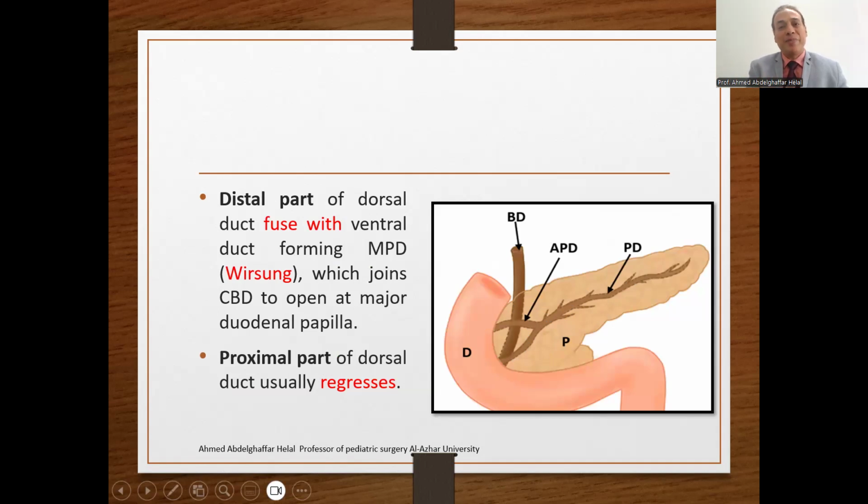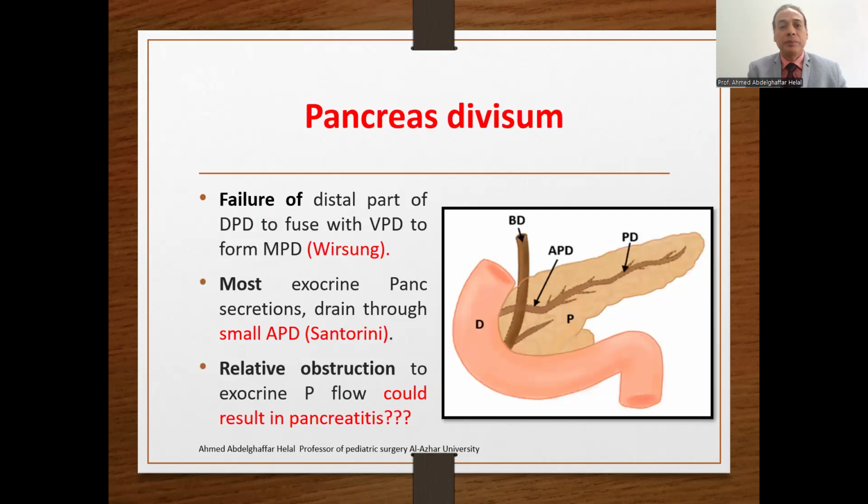So ideally, we have a main pancreatic duct formed from the fusion of the distal part of the dorsal pancreatic duct with the ventral duct. This is the rule. And usually, the proximal part of the dorsal duct will disappear. However, if it persists, it will form an accessory pancreatic duct.